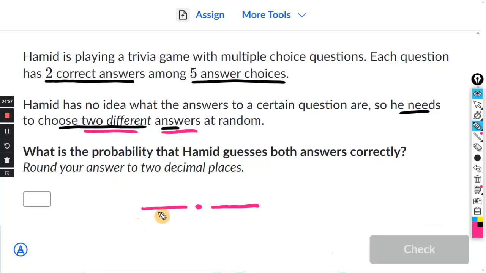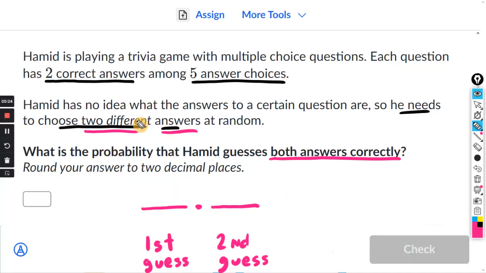All right, so the first fraction represents the first guess, and the second fraction represents the second guess. We want to get the probability that he gets both answers correct, and there's 2 out of 5 correct. So for the first guess, the chances of him getting it correct are going to be 2 out of 5.